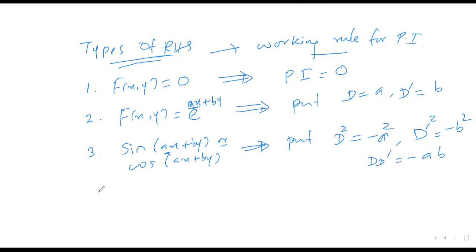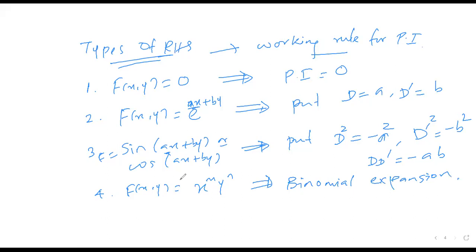Fourth case, you may encounter, so you can write down: f of x comma y is equal to x^m y^n, any algebraic equations. Here you have to use binomial expansion. We can see if it comes. Okay, binomial expansion. We can see what it is later. There are some other cases as well, not only this one. There are some more.